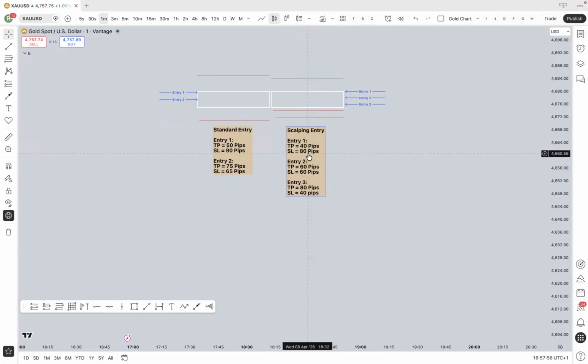Okay, so in that instance, you can see for entry one, we have a 40 pip take profit and an 80 pip stop loss. Entry two is in the middle, 60 and 60. And entry three is an 80 pip take profit and a 40 pip stop loss. So obviously it's reversed. So what I'm going to do is give you some examples.